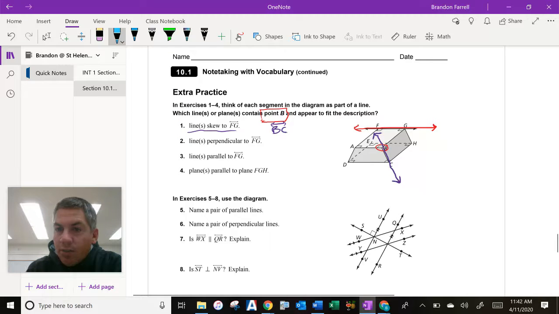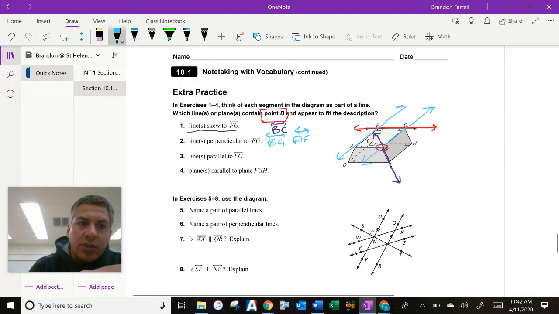perpendicular to FG. So perpendicular has two choices here. So now perpendicular means we have to be on the same plane. So we're going to intersect. So those would be on the same plane, intersecting through G. So that BG would be perpendicular, but also AF is going to be perpendicular as well. So AF is perpendicular.